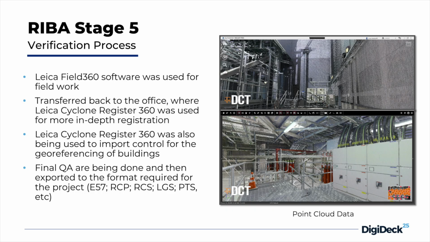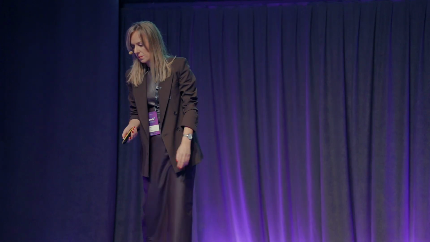When we did the scanning on site, we were actually using Field 360. And then the information was transferred back to the office. We were using Cyclone Register just to do the registration in more depth. And then Cyclone was also used for us to set up the controls for the georeferencing. When the final QA was done, then the data was exported in the format that was required by the project standards.